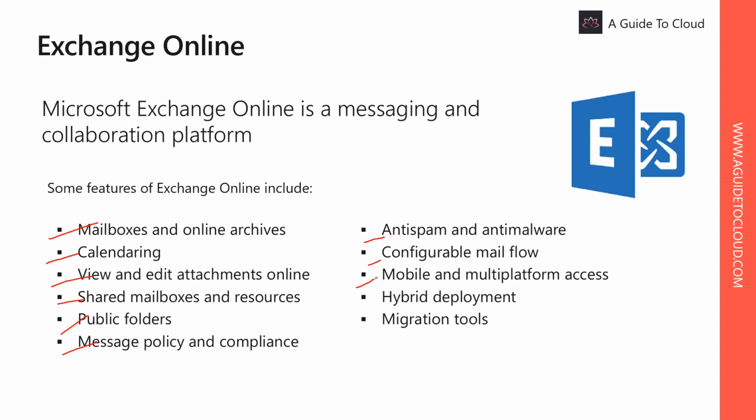Mobile and multi-platform access, which means that users can access mailboxes and calendars from Outlook on either Windows or Mac clients by using Messaging Application Programming Interface, or MAPI, over HTTPS, or by using Exchange Web Services. With hybrid deployment, you can integrate Microsoft 365, or more specifically your Exchange Online, with an on-prem Exchange Server organization by implementing a hybrid deployment.